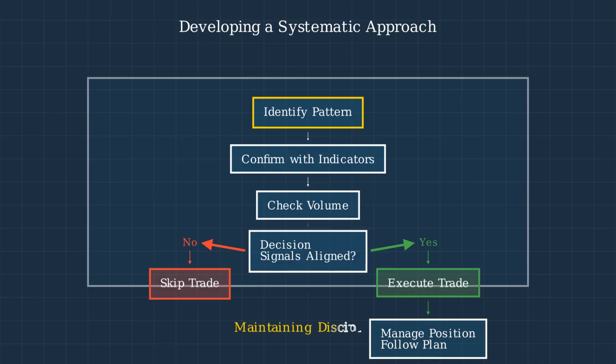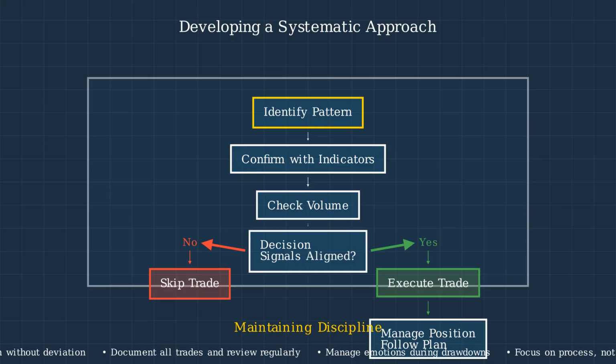Emotional discipline is critical for long-term success in pattern trading. Follow your system consistently, document all trades, manage emotions during drawdowns, and focus on your process rather than individual results.